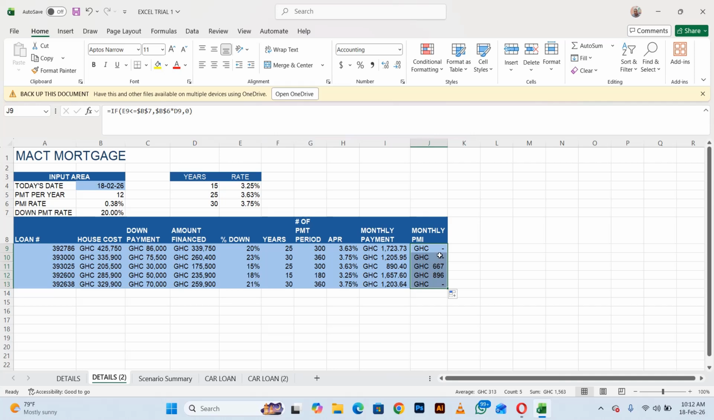So this one was 20%, so it's zero. This one is 20%, it's zero. But this one was 15%, so they will pay insurance. This one, they will pay insurance. This one, it's zero. So this is a fast version, right? I'm sure we got everything clear.